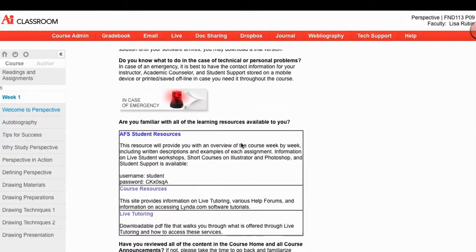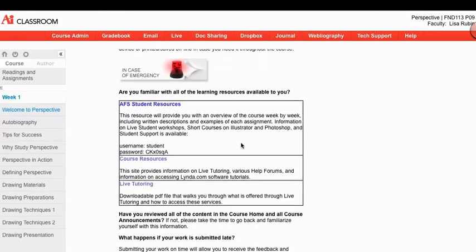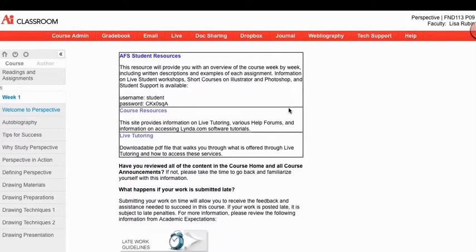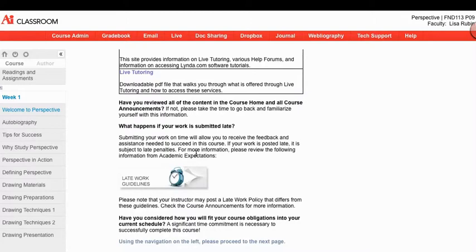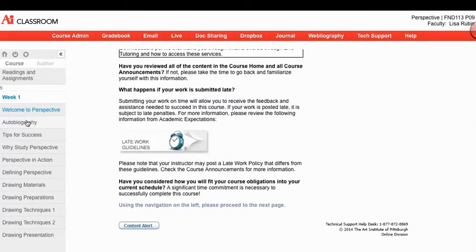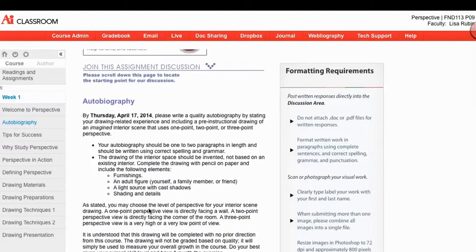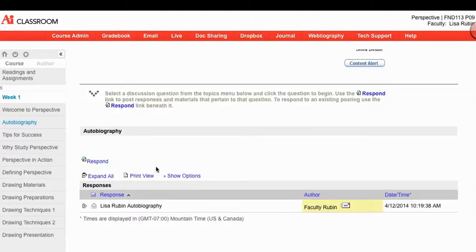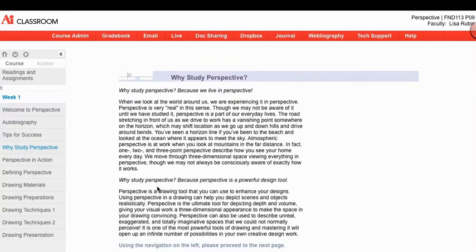Okay, so this first part is just about the resources available to you for software help. And I'm always posting the Illustrator and Photoshop short courses. There's one posted in the announcement section right now. Okay, I also have my late policy submitted and all that. So the autobiography, I include a picture that I drew of myself. Any images you want to include are welcome, just to help us to get to know you a little bit better. Okay?